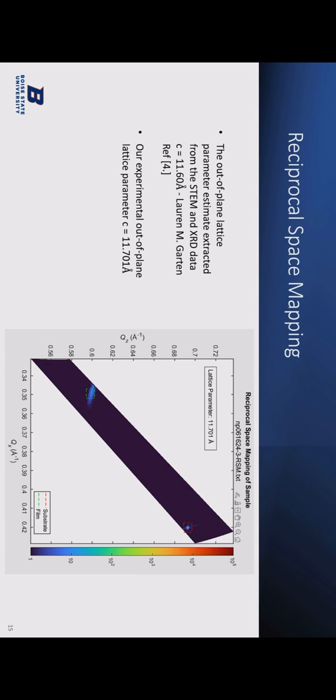Additionally, we looked at the out-of-plane lattice parameter by using reciprocal space mapping, where this is our substrate and the red box, and this is our sample film here. And we determined the lattice parameter was 11.70 angstroms, which agrees nearly with the current data of 11.60 angstroms. There may be some strain, which is worth exploring a little bit further as we continue to grow some of these films.